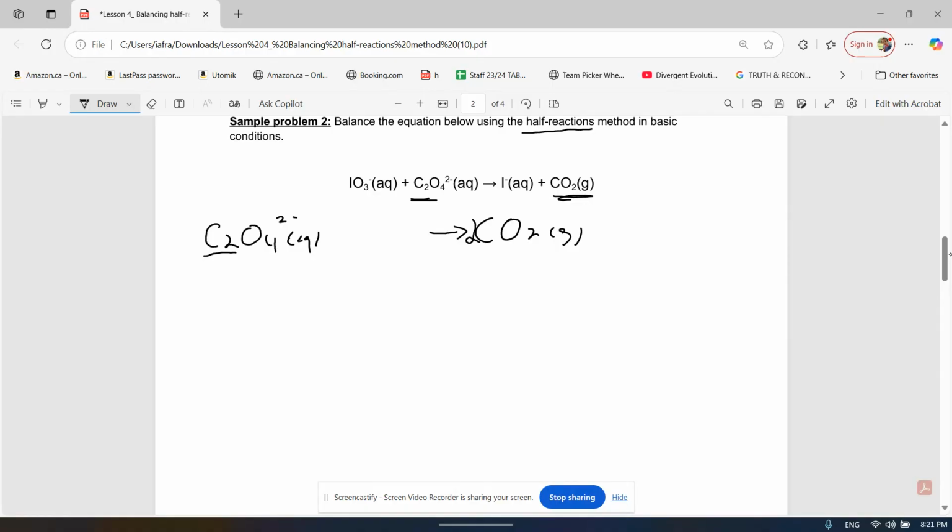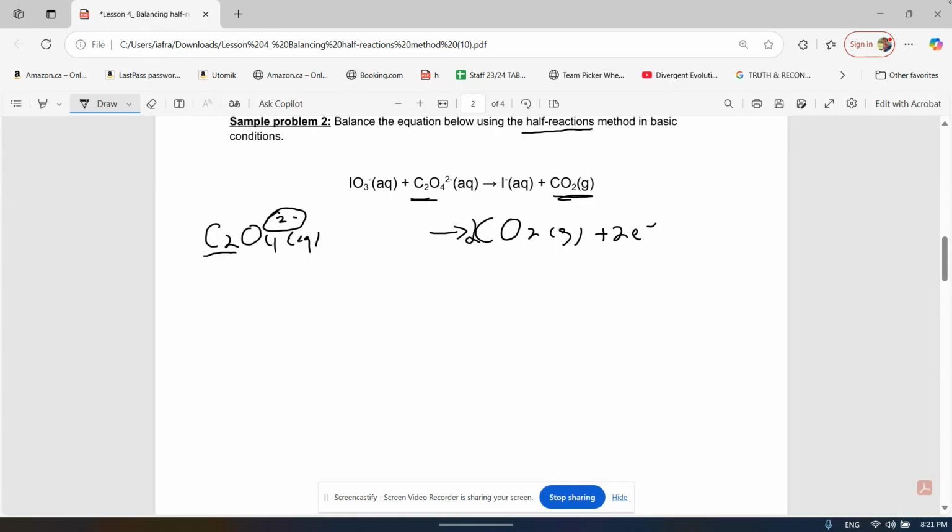It looks like we have 4 oxygens now, so that's interesting. By doing that, we actually balanced our non-oxygen atoms, and we also balanced our oxygen atoms. So we don't have to go and add water or H's or anything like that. So we're actually done with this one, except for the charges. It's 2- over here.